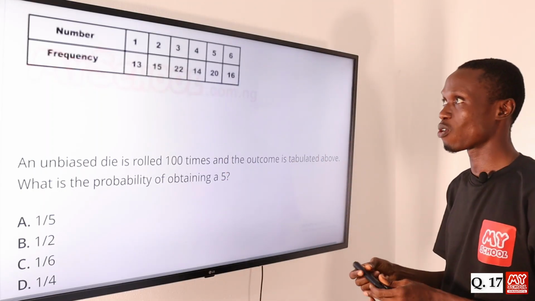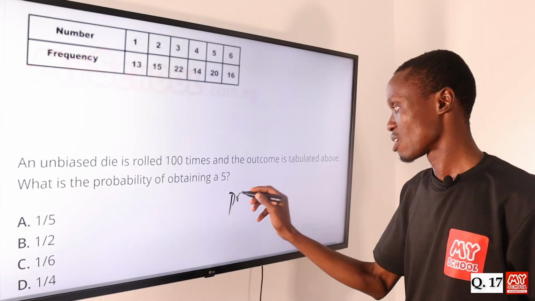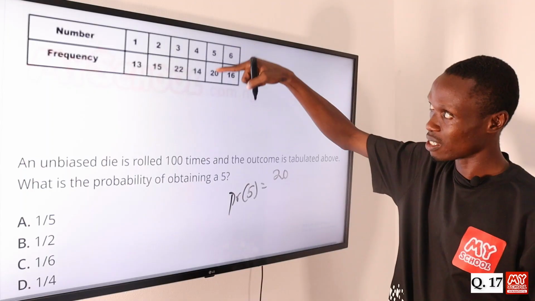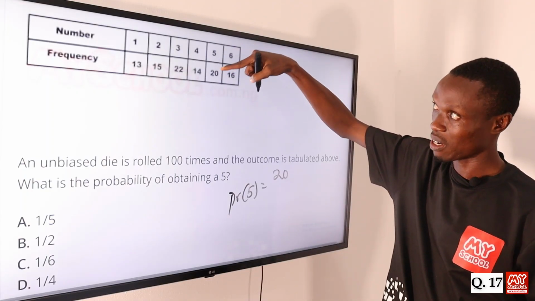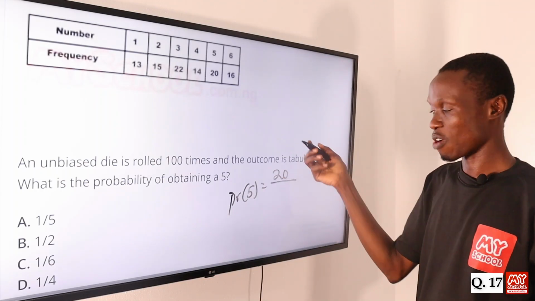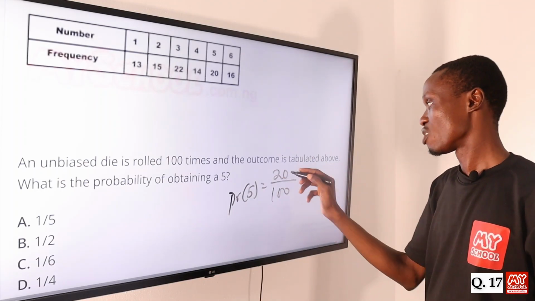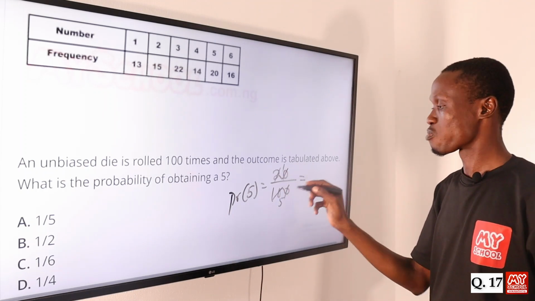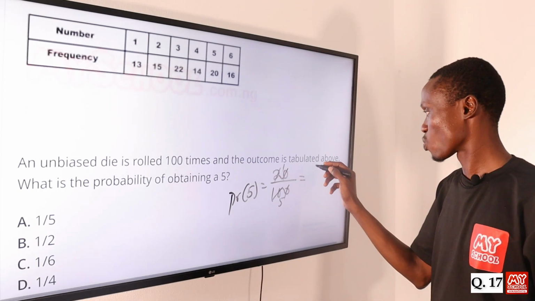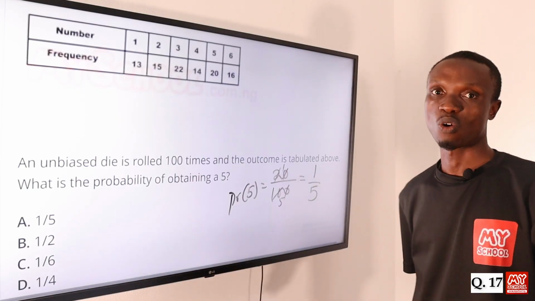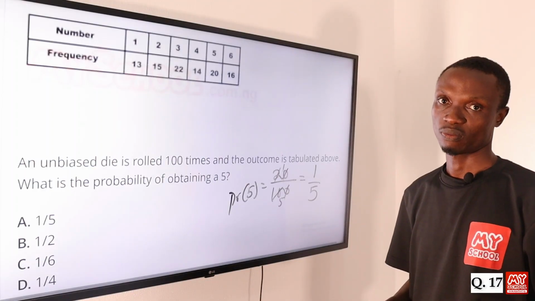So the probability of obtaining a 5 in this case will be equals to 20, which is the frequency of obtaining 5. That is the number of times 5 is obtained all over the total frequency, which is 100. So 0 cancel 0, 2 here 1, 2 here 5. So that the probability of obtaining a 5 is equals to 1 over 5. So that makes option A the correct answer to this question.